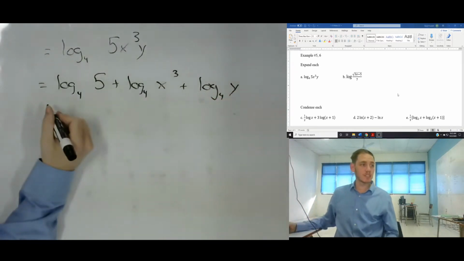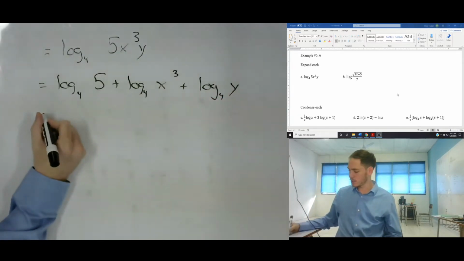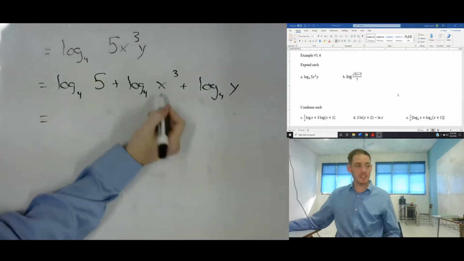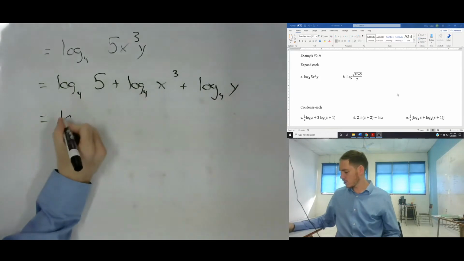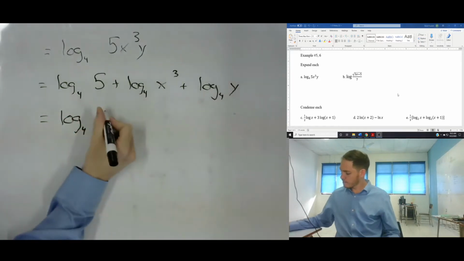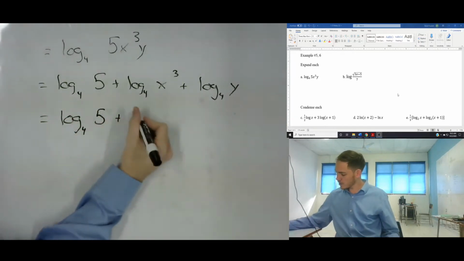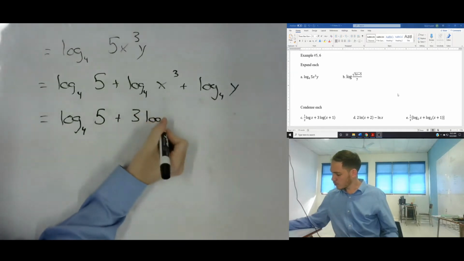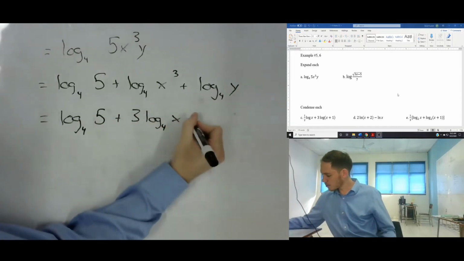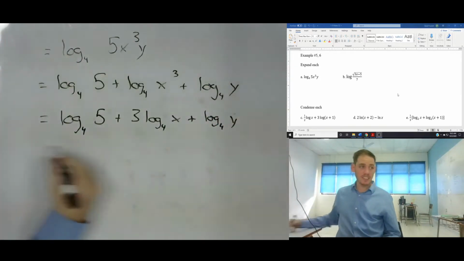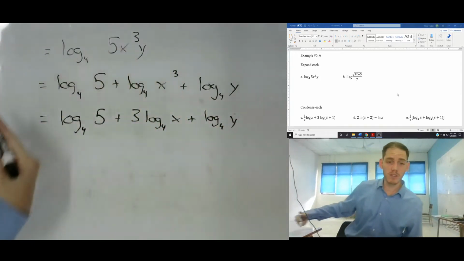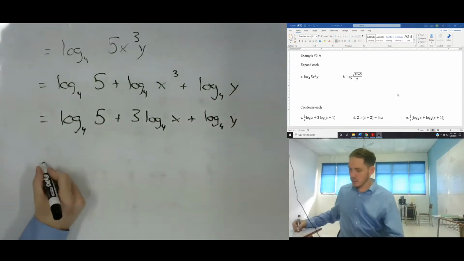Now do we need to change bases here? No, you don't need to change bases, okay? But this isn't done yet, right? There's still the exponent 3. So the 3 will go in front, so you'll end up with log base 4 of 5 plus 3 log base 4 of x plus log base 4 of y. So notice that it is expanded. It's more things than our original. And there's a reason to do this.